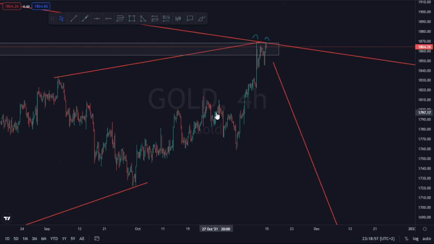This is for educational purposes, and guys, these are not signals. Don't take these things as signals. Remember, I always say this is how I see the market, how I view the market, and if it matches somewhere somehow with your strategy, then it's a bonus, it's a win-win guys.